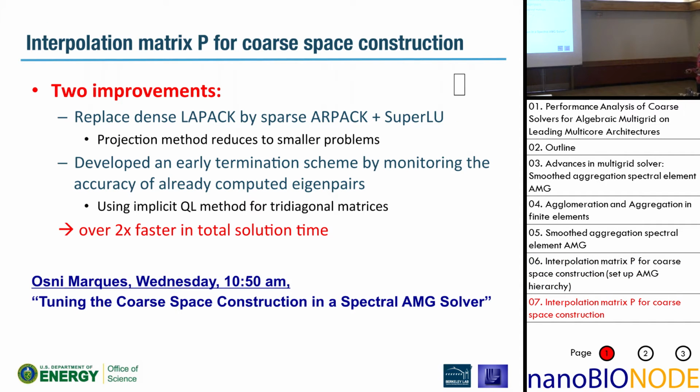Two improvements that we have made: one is to replace the direct eigensolver in LAPACK by sparse ARPACK plus SuperLU in the shift-invert mode. So this is a projection method, which reduces the problem to smaller ones. Another thing is we have developed an earlier termination criterion for ARPACK so that we can monitor the accuracy of already computed eigenpairs, and then we can stop earlier. That actually helps a lot. With these two improvements, we get 2 times faster overall total solution time.